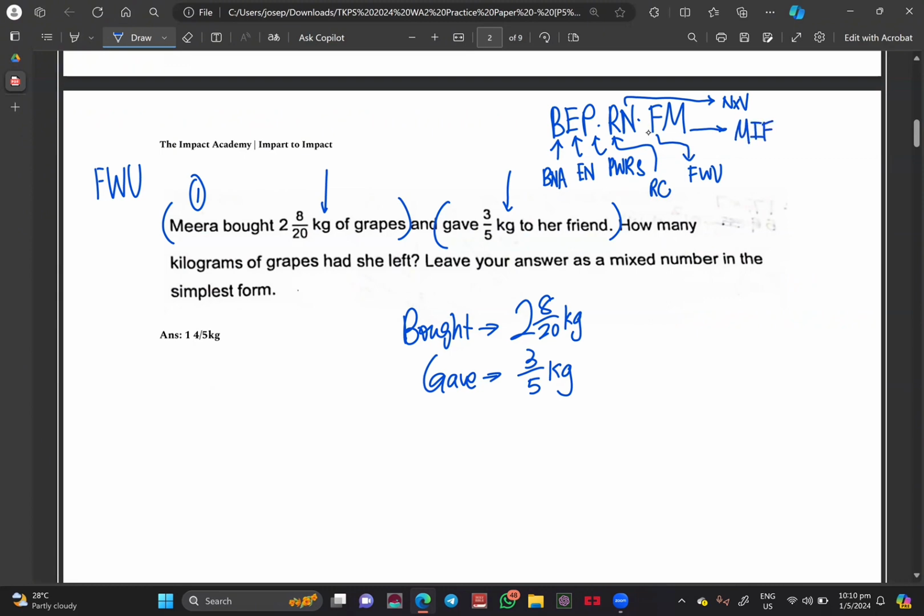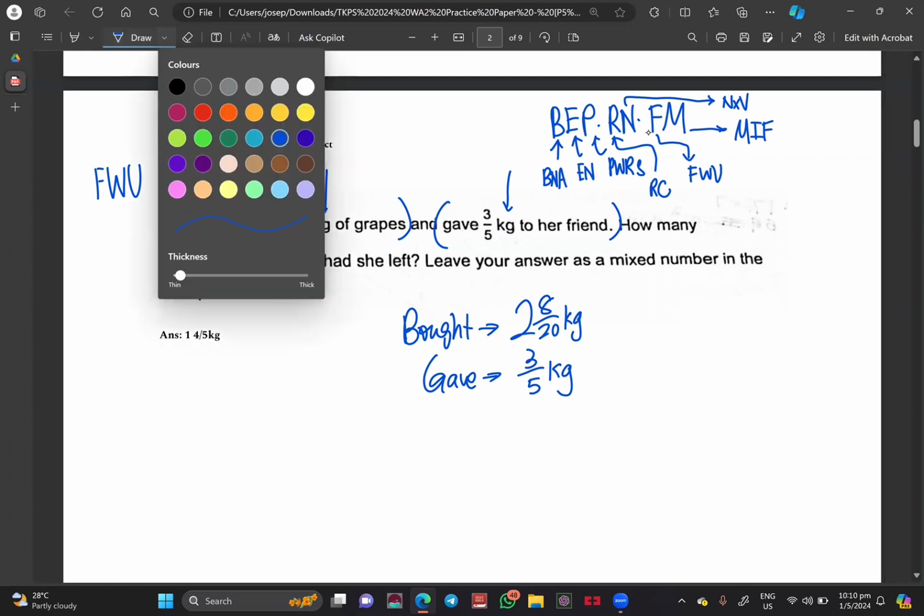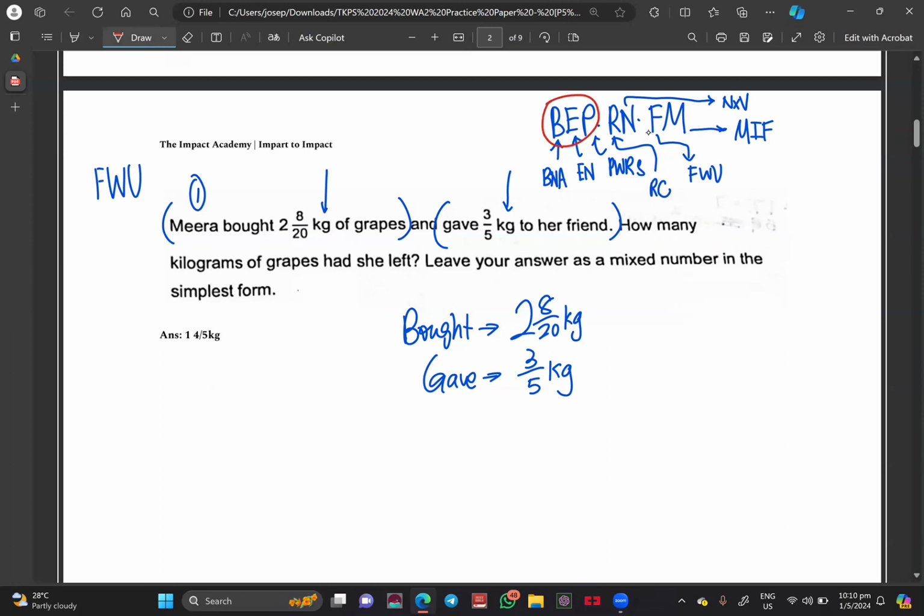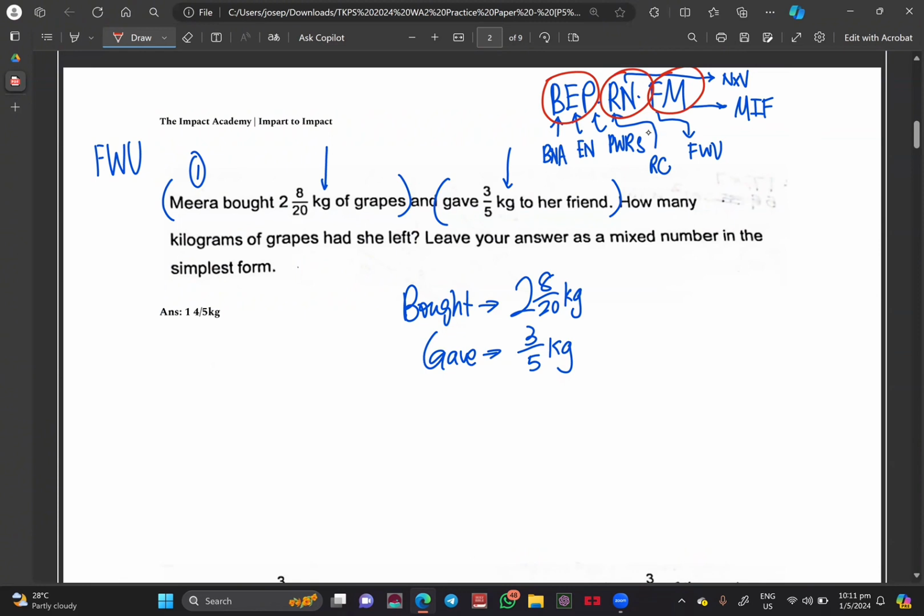Because there are so many concepts, you want to use acronyms to really help you remember them well. Now, as you can see over here, this is definitely FWU. Whenever we do FWU, we just have to add or subtract. When do we add? When we buy. When do we subtract? Of course, when we give.